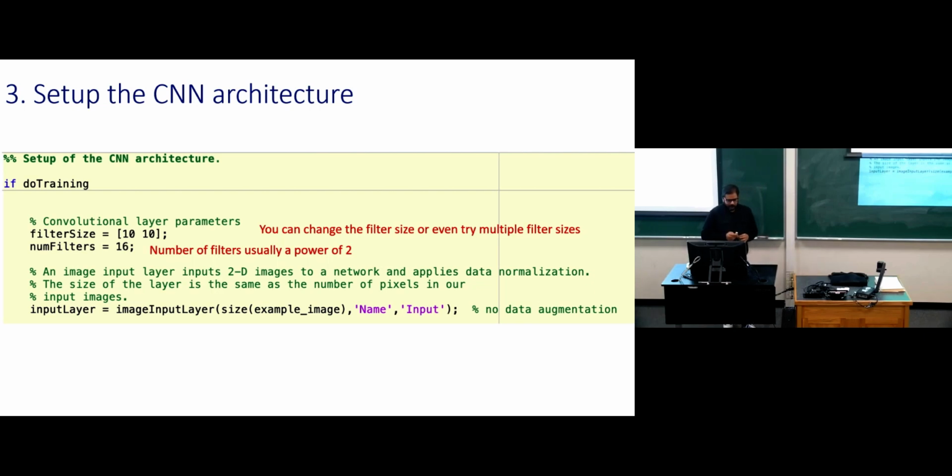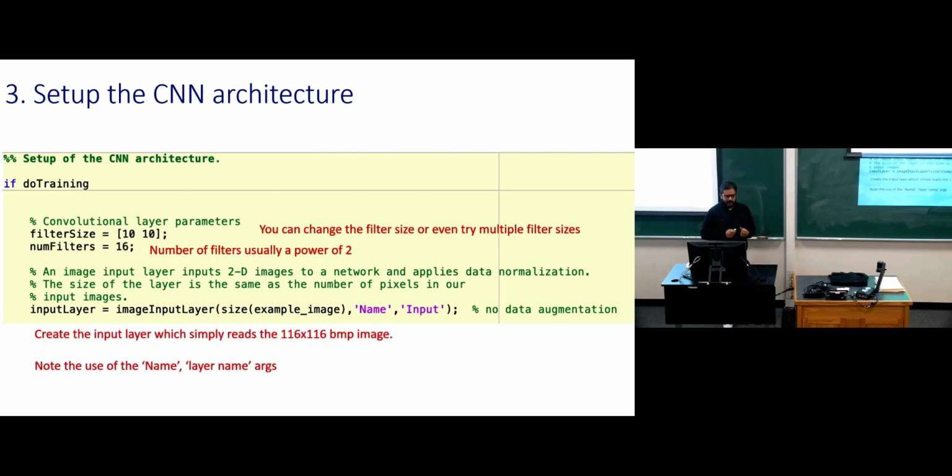Then, as we set up the CNN architecture, we have this function called image input layer, which creates your first layer of the CNN. Remember, in any network, the first layer is just reading the data, so it has essentially no weights because we are simply reading pixels. In this case, the special property of this image input layer is that it can read a 116 by 116 square matrix, essentially a bitmap image.